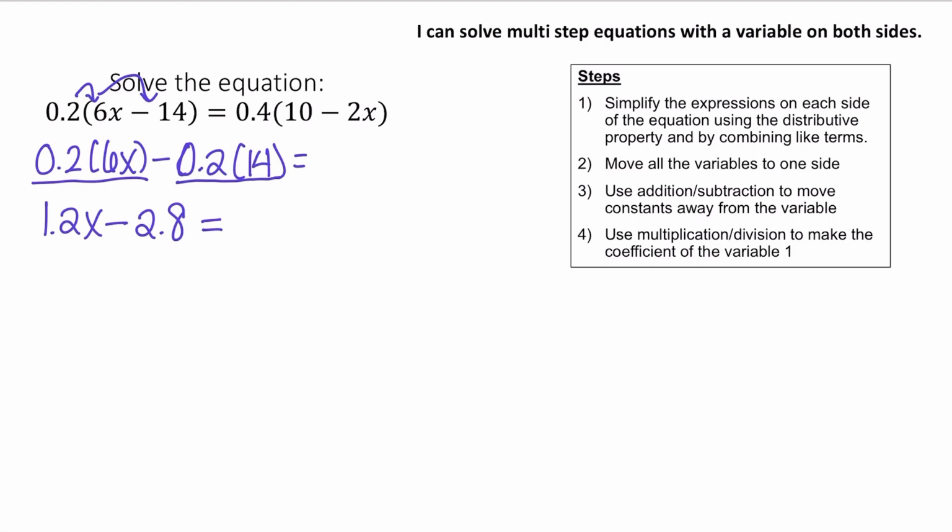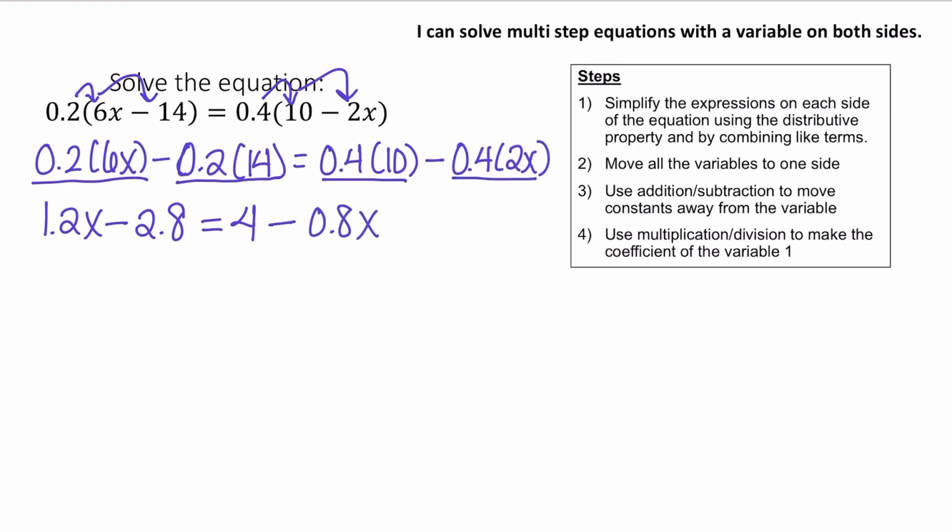Now let's simplify the right side. I'm going to distribute 0.4. So that gives me 0.4 times 10 minus 0.4 times 2x. 0.4 times 10 is going to give me 4, minus 0.4 times 2x is going to be 0.8x.